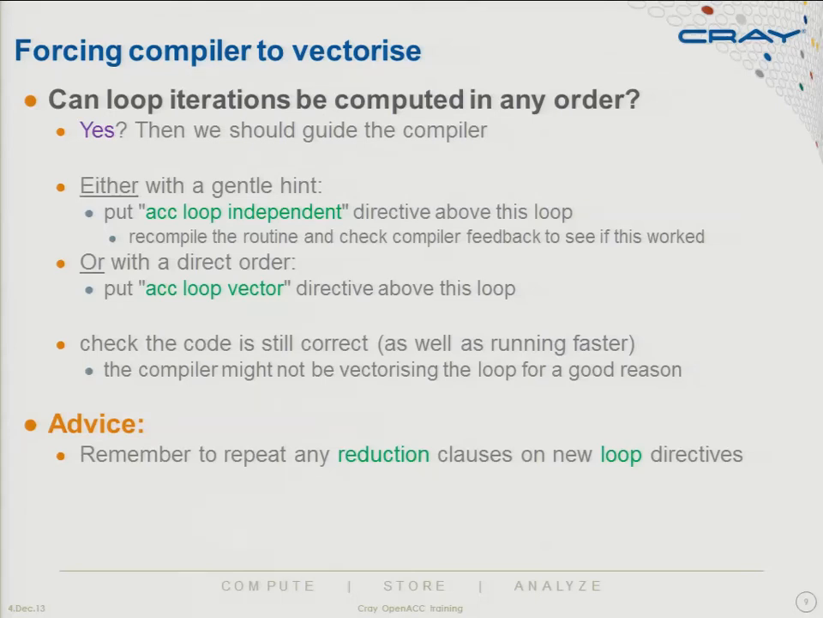If it still says, no, I'm not doing it, then you go in and you give it a direct order, and you say, this loop should be divided over the vector level of parallelism. And then it should do it. Then you should check the code is still correct. Perhaps the compiler wasn't being foolish and it had spotted something that you didn't, and there was a dependency. So only put these in when you need them. And remember, repeat any reduction clauses when you add these tuning directives, if you need them.